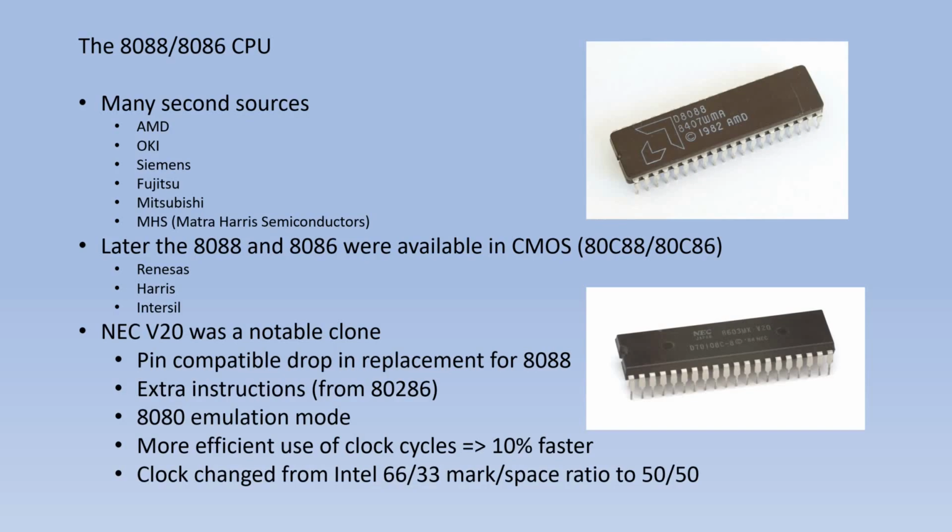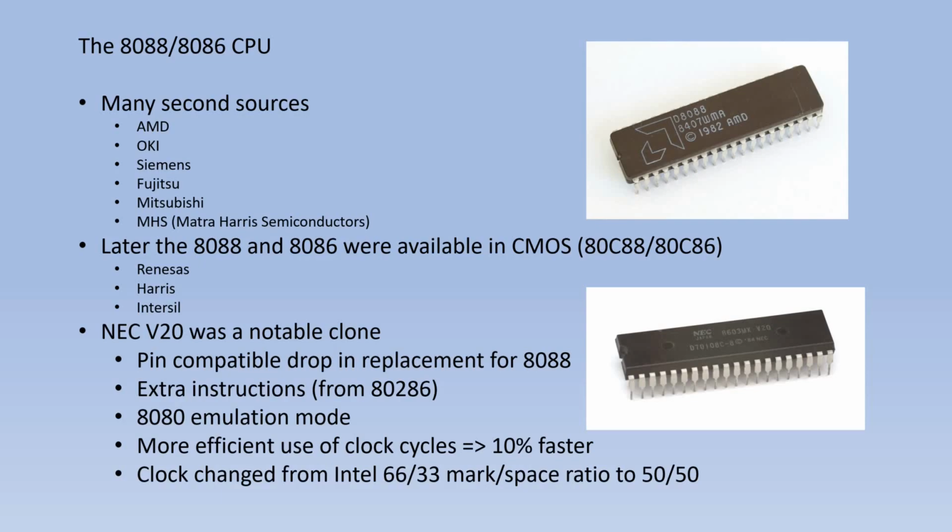One interesting part that is worthy of mention is the NEC V20. Essentially, it's a pin compatible drop-in replacement for the 8088, but it has some subtle differences. It has some extra instructions which are taken from the 80286. Rather bizarrely, it has an emulation mode where it can emulate the instruction set of the older 8080 8-bit CPU, which was also manufactured by Intel. It's more efficient in its use of clock cycles to complete instructions, which results in the CPU being faster.